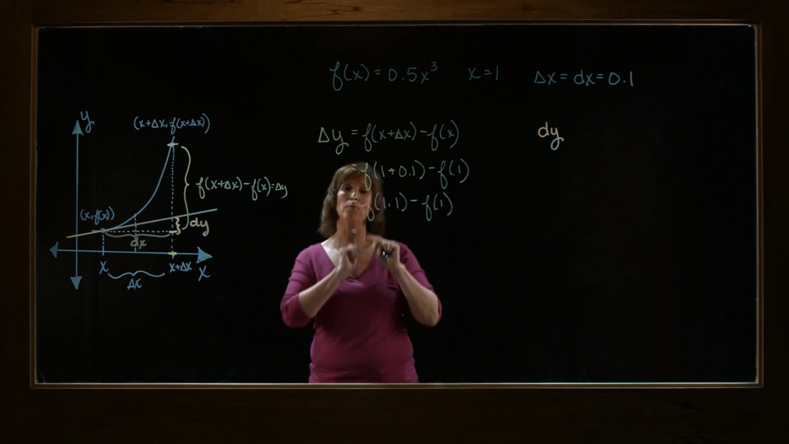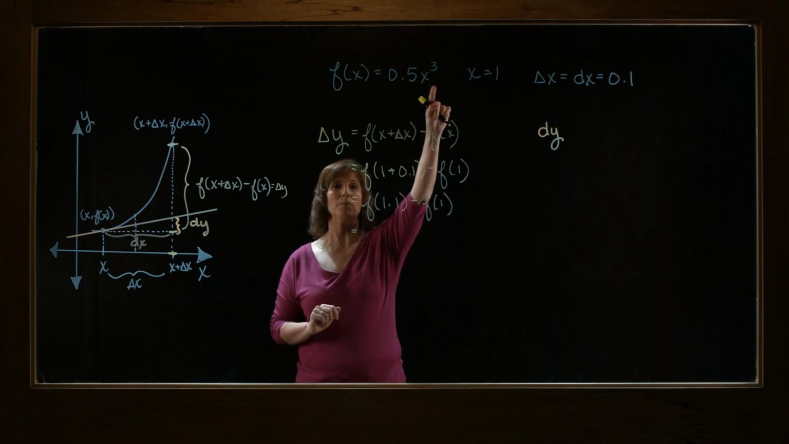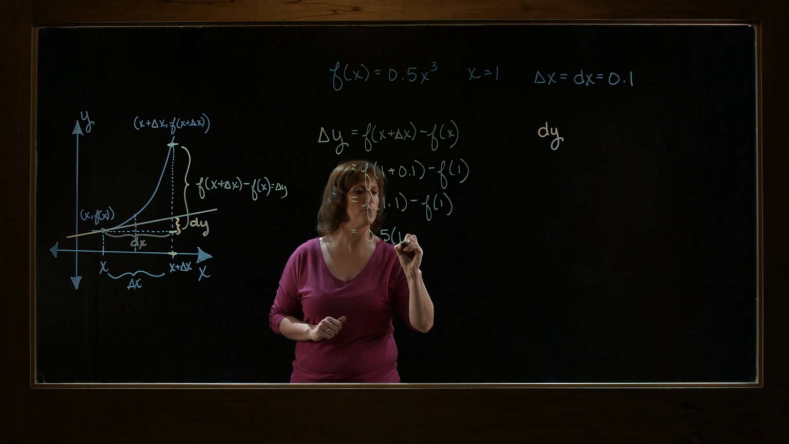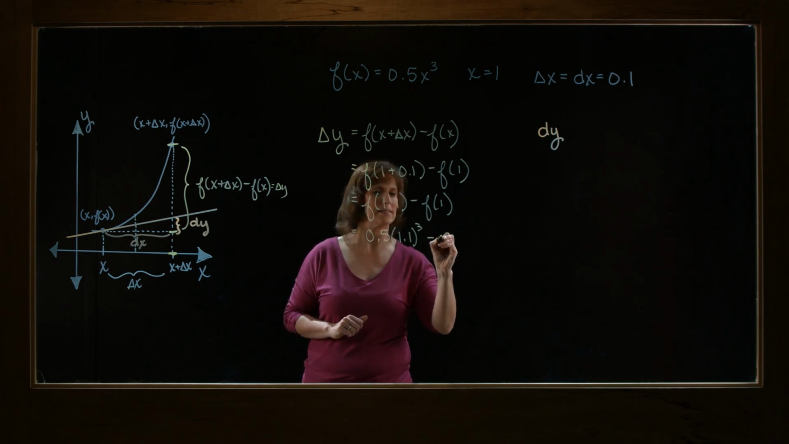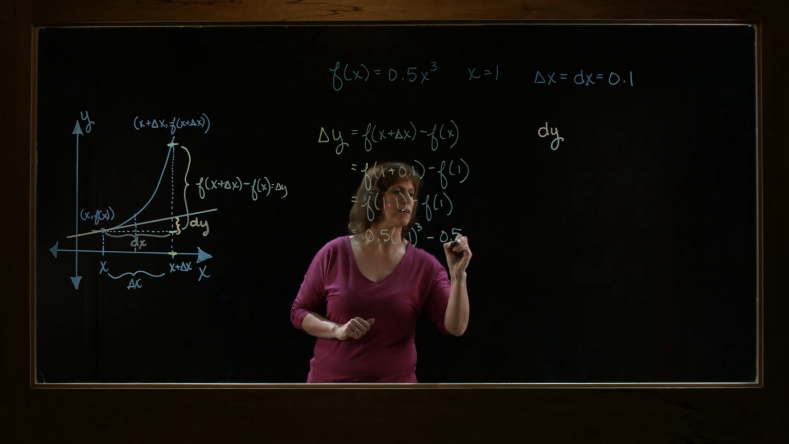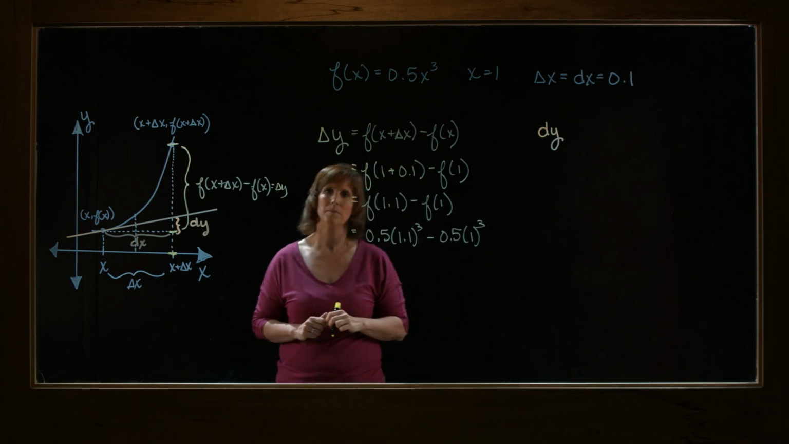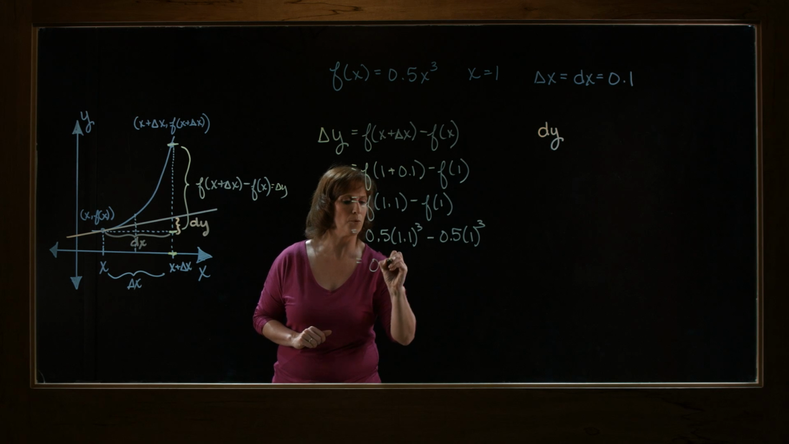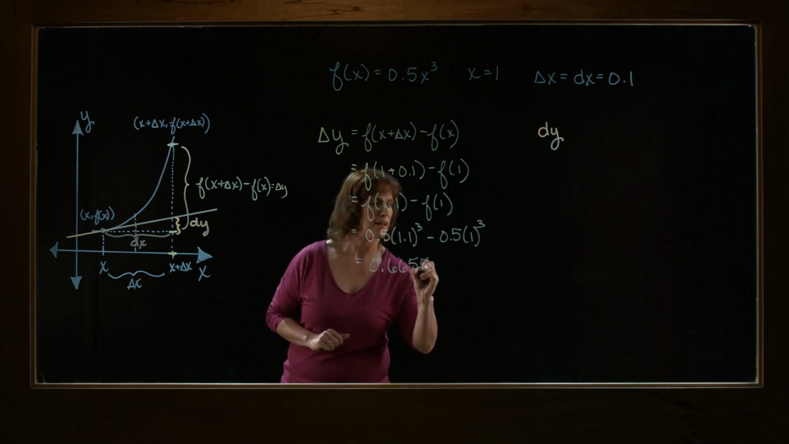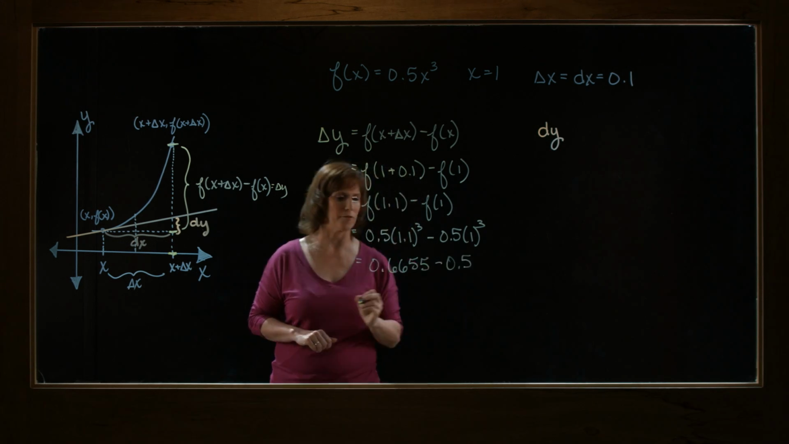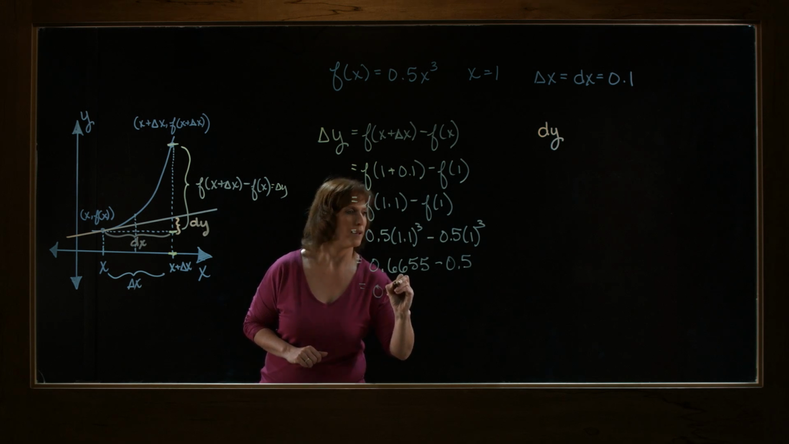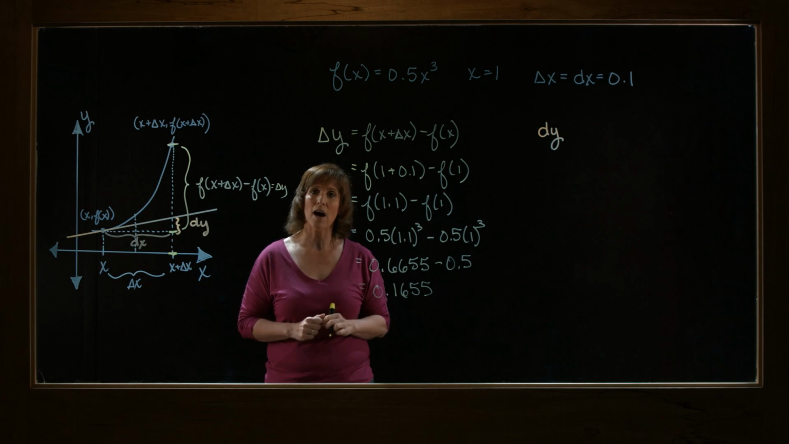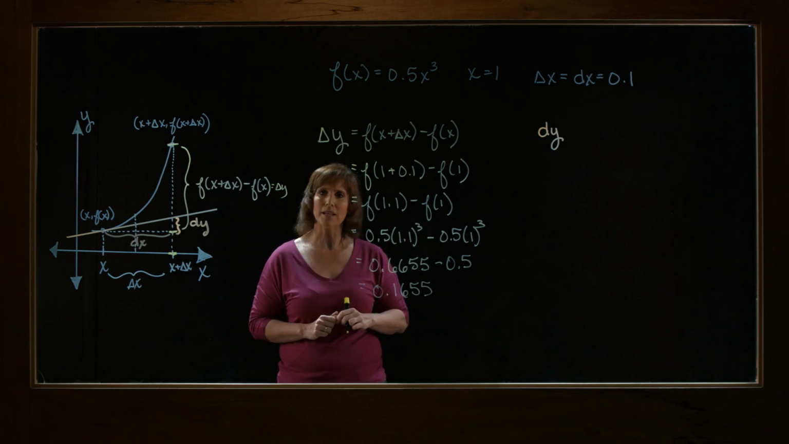So I need to take the 1.1 and plug it in for all the input values in my function. So I'll have 0.5 times 1.1 cubed minus 0.5 times 1 cubed. Now there's some number crunching to do, but this turns out to be 0.6655 minus 0.5, which is 0.1655. So now I've calculated delta y. It's time to look at dy.